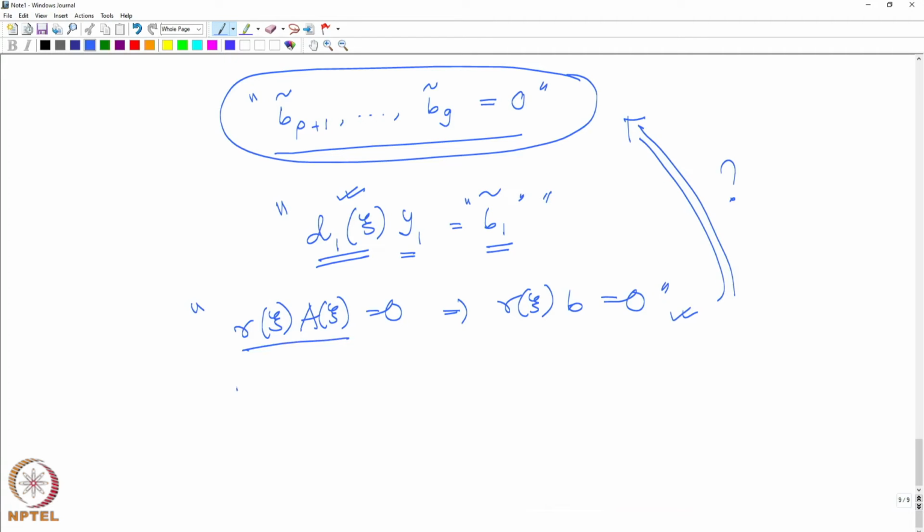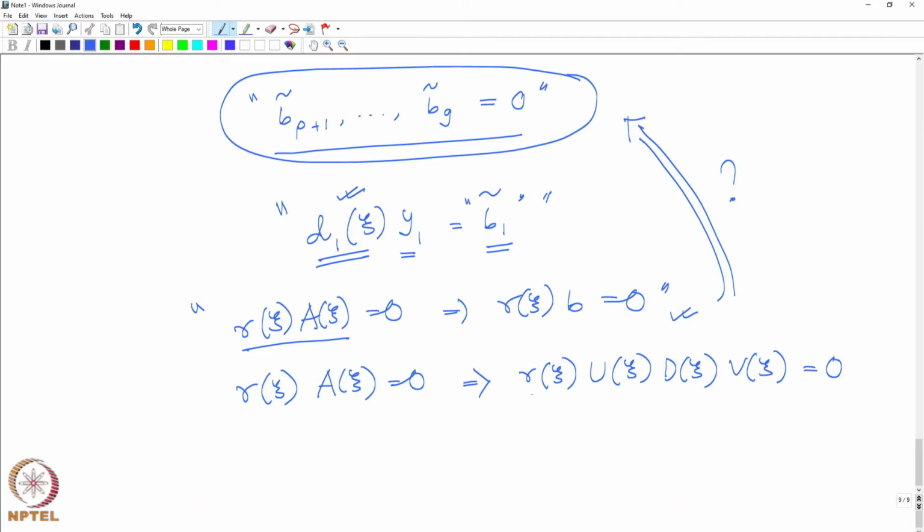Now what do we have? We take an R(ξ) and A(ξ) is equal to 0, right. What does that mean? This means R(ξ)U(ξ)D(ξ)V(ξ) is equal to 0. Now, look at this. This guy being 0, let us define this guy as R tilde(ξ). So this implies R tilde(ξ) multiplying D(ξ)V(ξ) is equal to 0.